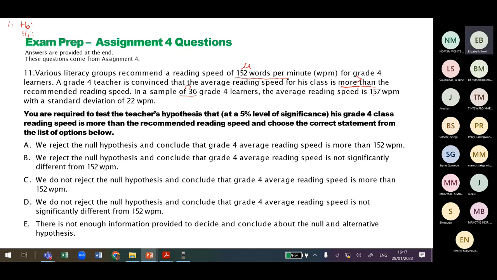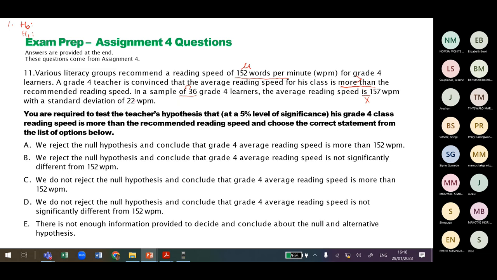Is this the population mean or the sample mean, the 157? In a sample of 36, the average reading speed is 157 with a standard deviation of 22. Is this the population or the sample? Sample mean. It is the sample mean. And with a standard deviation of 22, is this the population or the sample? It is very important to recognize these things as early as possible. Is the standard deviation coming from the population or is it coming from the sample?